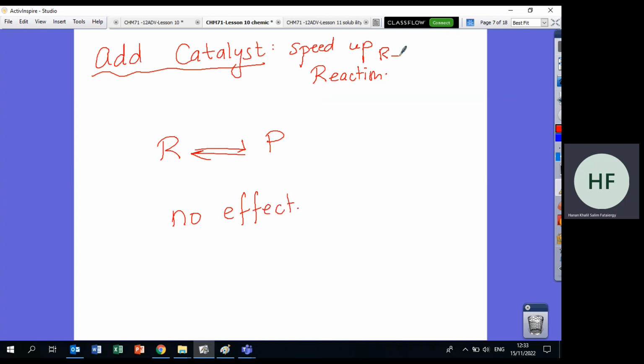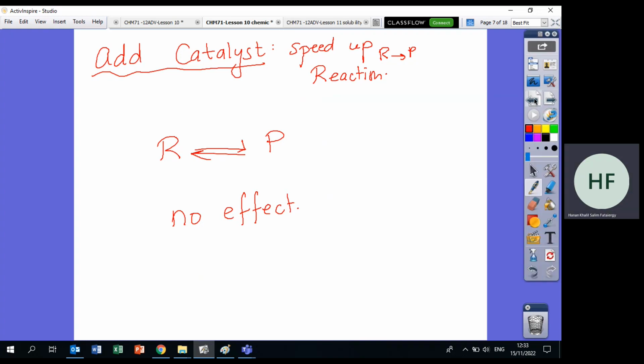Okay, if a reaction is in one direction, reactants to products, this will be faster. But here, both of them will be faster. So the forward will be faster and then the reverse will be faster. يعني we will move forward and backward. So what is the result? No effect. Okay, so according to Le Chatelier, what will disturb the equilibrium?